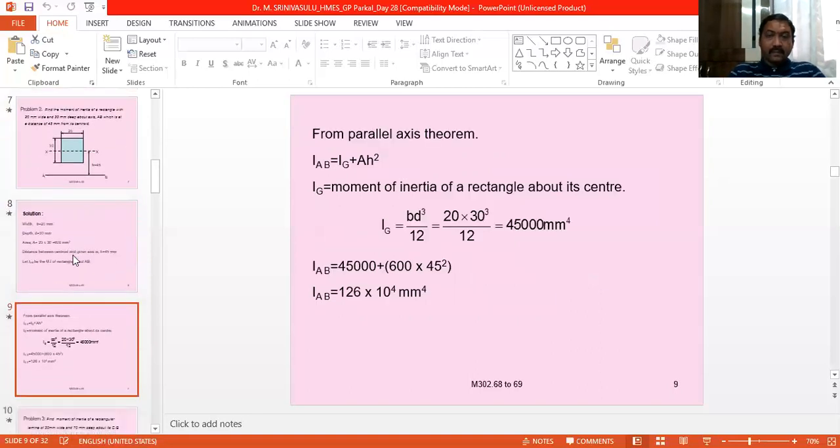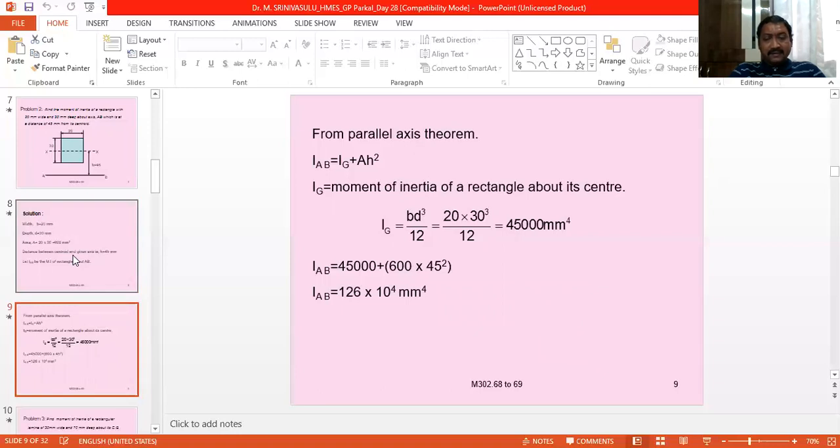Now we know that from the parallel axis theorem, the moment of inertia about the axis AB, IAB is equal to IG plus A into h square. Here IG is equal to the moment of inertia of the given rectangle about the x axis, and A is the area and h is the distance between the central axis and the given axis. So we know all the parameters and we can substitute the values here.